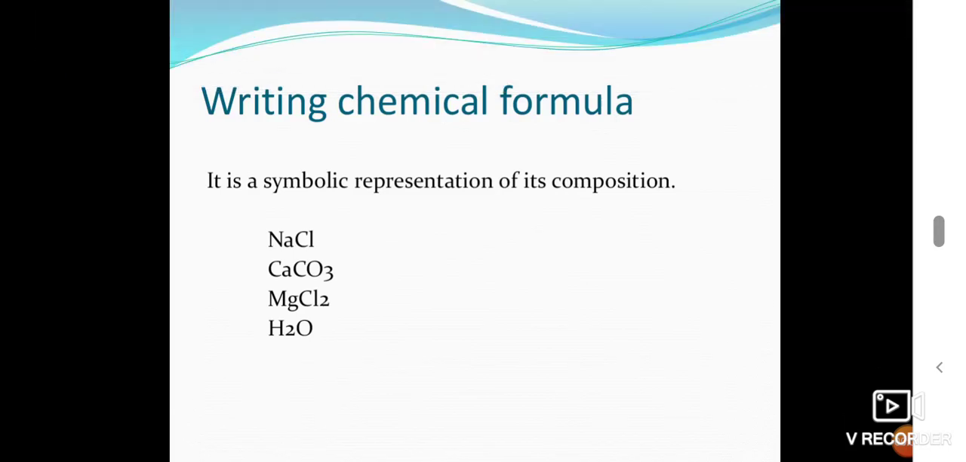Good evening, students. In this class, we have continued chapter 3, Atoms and Molecules, topic: converting chemical name into chemical formula. Today also we have continued that topic. We know what a chemical formula is. A chemical formula is a symbolic representation of its composition, isn't it? It represents what atoms, and how many atoms, are involved in a molecule formation, isn't it?